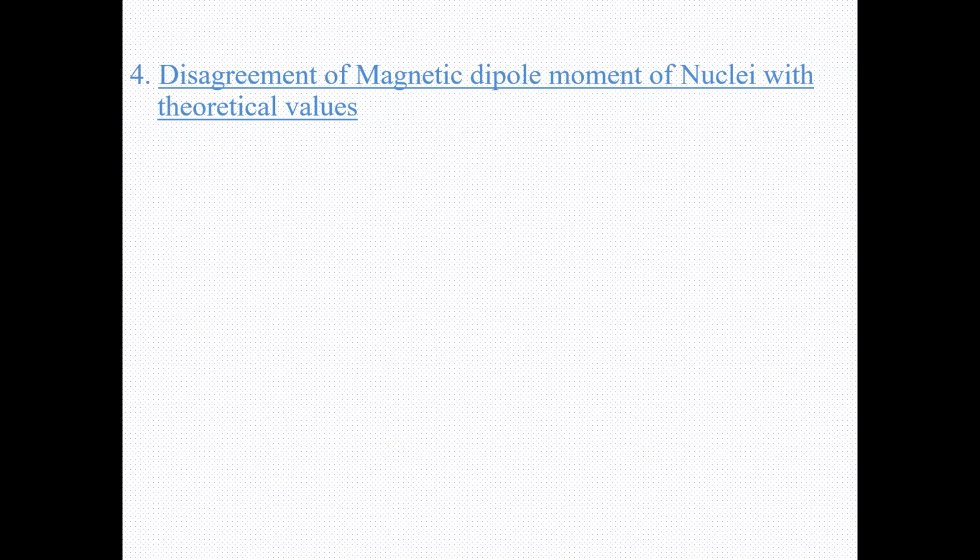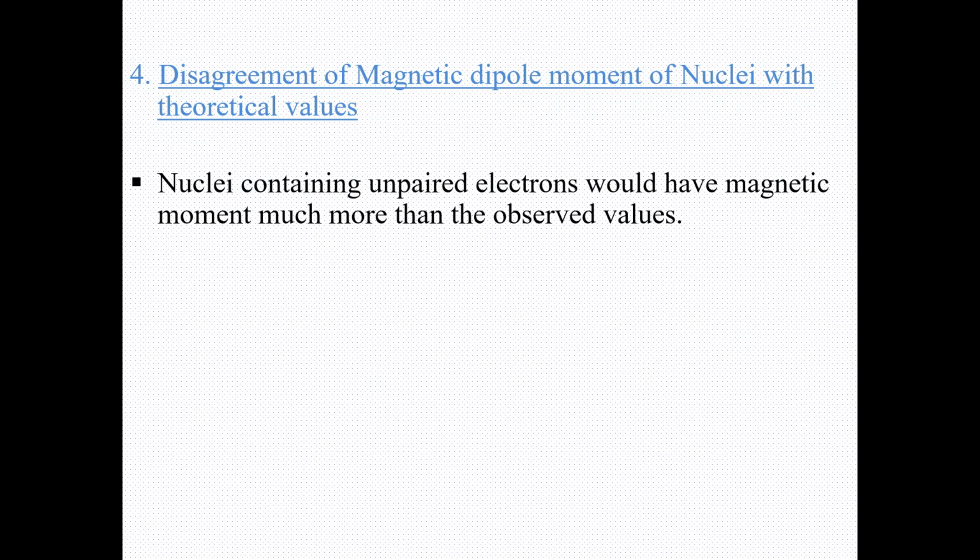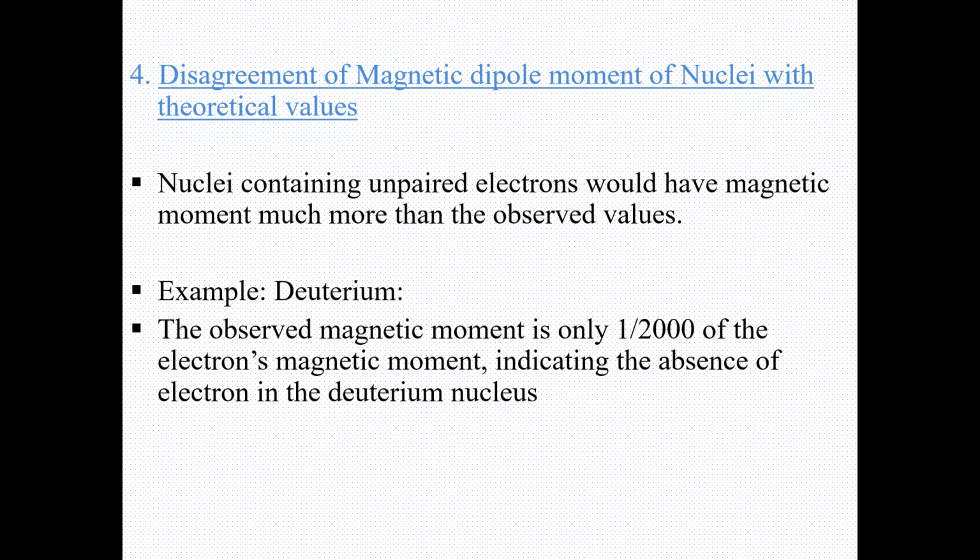Reason number four: disagreement of the magnetic dipole moment of the nuclei with the theoretical value. That is, nuclei containing unpaired electrons would have a magnetic moment much greater than the observed values. This we can again understand from the example of deuterium. For deuterium, the observed magnetic moment is only 1 over 2000 of the electron's magnetic moment, and that indicates the absence of the electron in the deuterium nucleus.